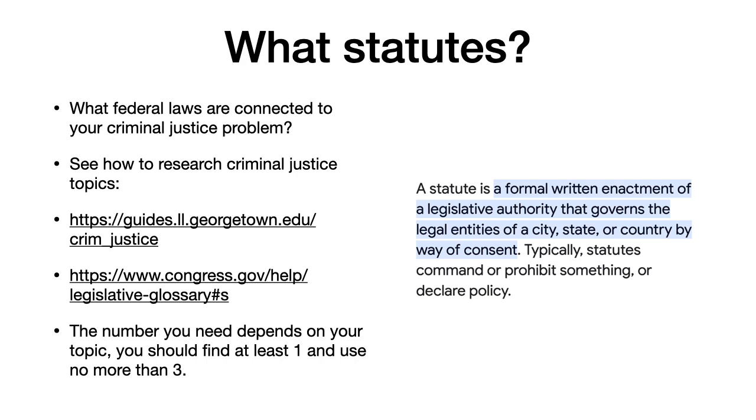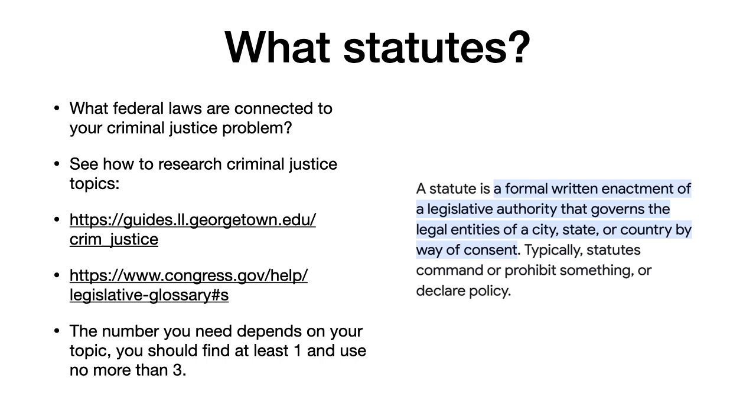If you've tried to go to all these websites, the Georgetown Criminal Justice Guide or the Congress website, and you just can't find anything, and you've emailed me and we've tried to find something, then you can go ahead and focus on a state statute, state law. But let's try to focus on the federal laws at first, because those are more likely to apply. And you'll do some research here to see what is going on, and you'll put that in the section regarding statutes, and you only need to find at least one, and no more than 3.